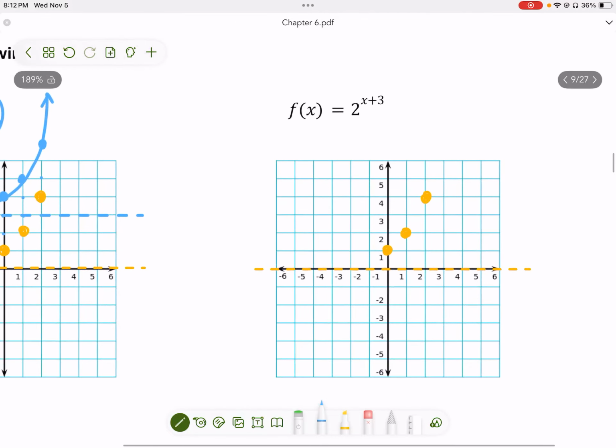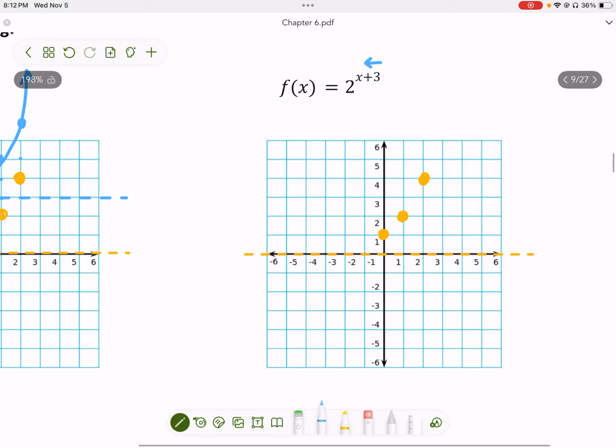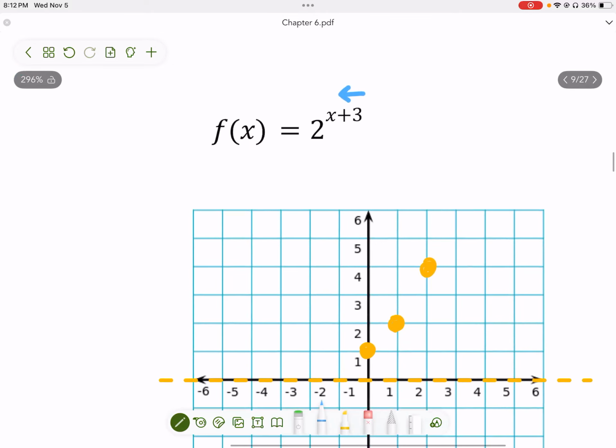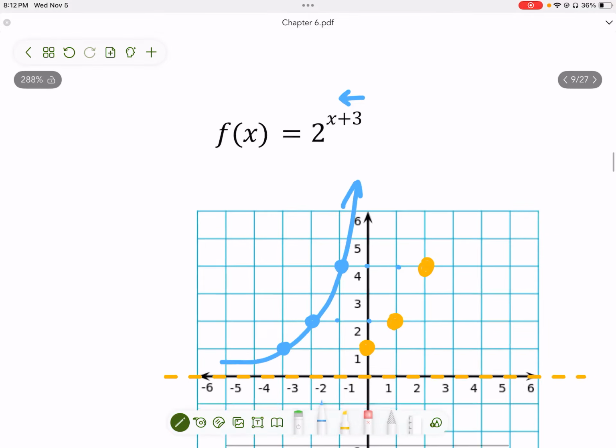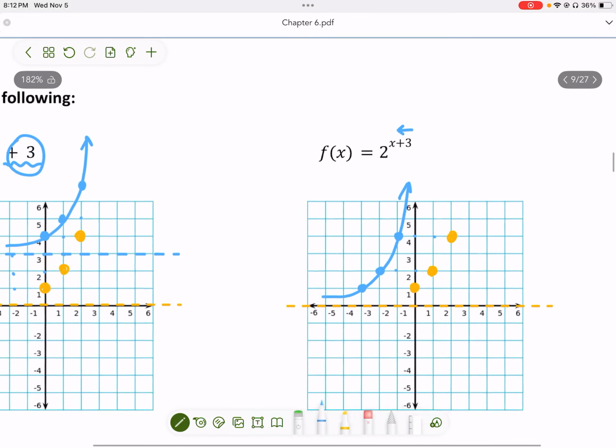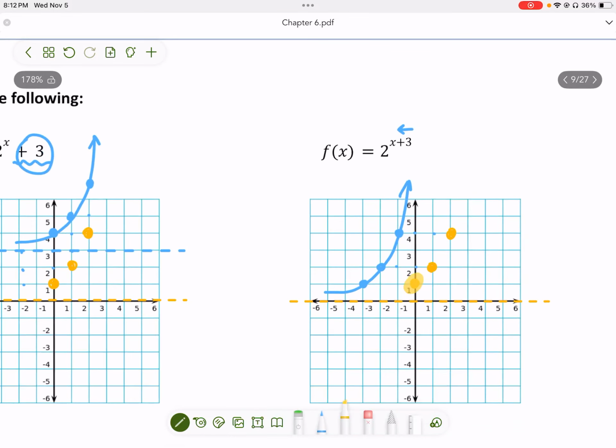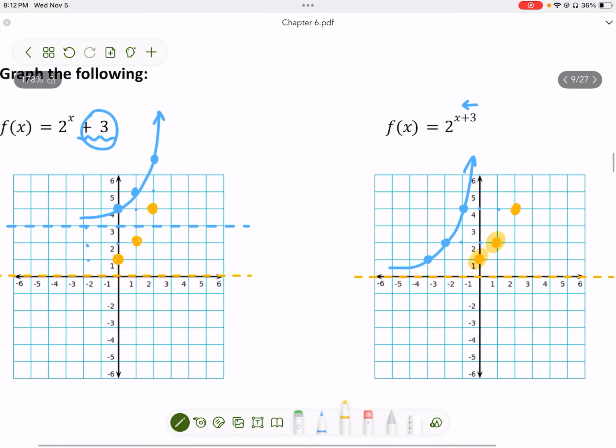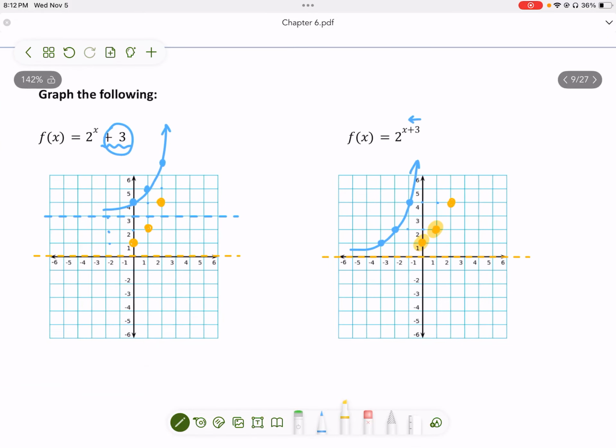Moving on. Now we are moving left 3. So 1, 2, 3. Your curve. Notice I did draw my parent function for everything. I like to do that. I have my 0, 1, and my 1, 2 on all of them. I find that to be the fastest way to get a graph down for exponentials.